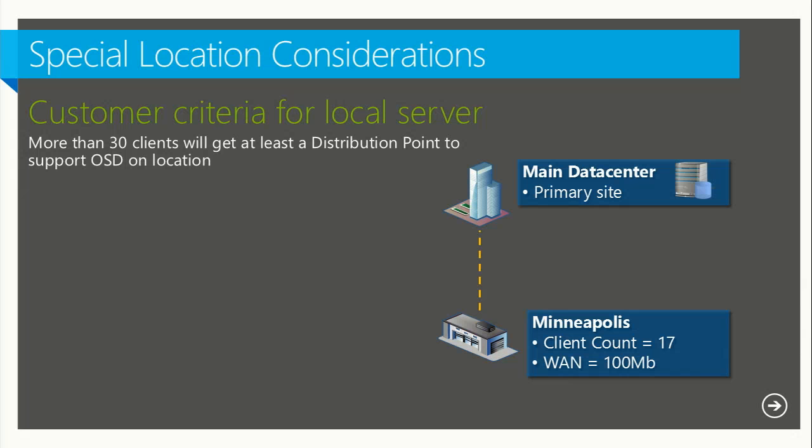So I got another special situation. The customer criteria was if there's more than 30 clients at a location, they get a local DP. Well, I got a situation where I've only got 17. They got a 100 meg connection. Why would you have 17 clients served by a 100 meg WAN link?